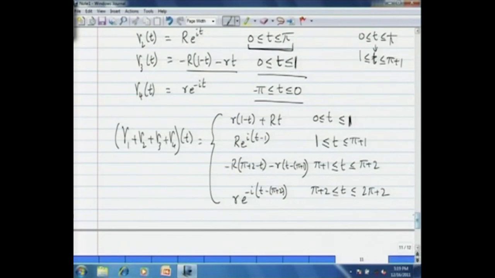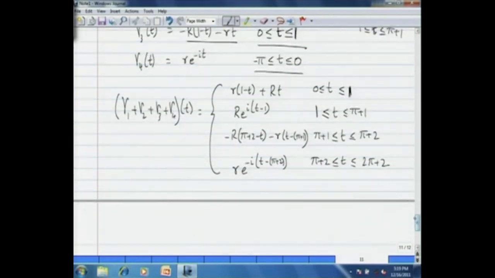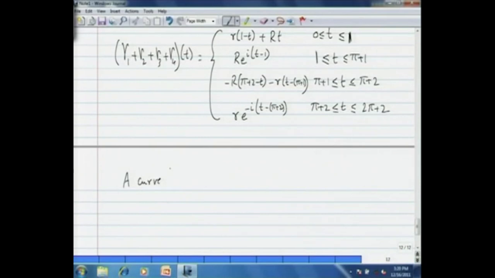In practice, fortunately, we would not have to construct these joins again and again. We will see there is something which will help us to deal with these joins practically. But for now, we understand how to join four different curves, or n different curves, gamma with a parameter interval a, b.